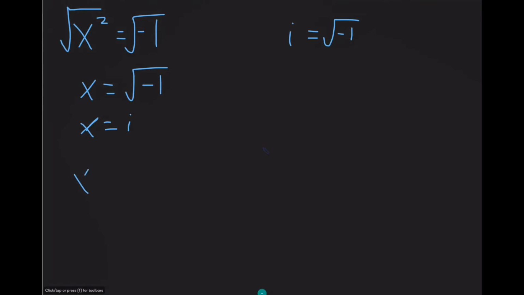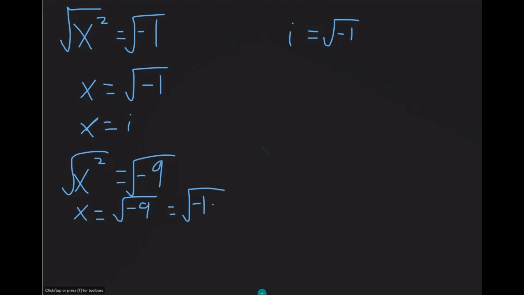Now let's look at x squared equals -9. So again, we're going to square root both sides. That'll give us x equals square root of -9. Now we can simplify square root of -9. So first we're going to take out the negative from the 9, so it will be square root of -1 times 9. And that will equal 3 square root of -1. And again, i equals square root of -1, so x equals 3i.